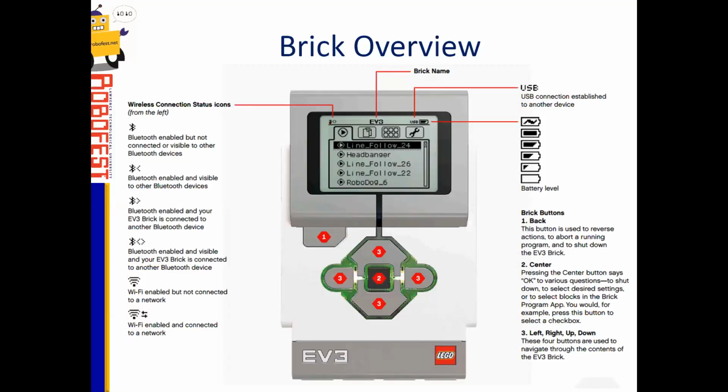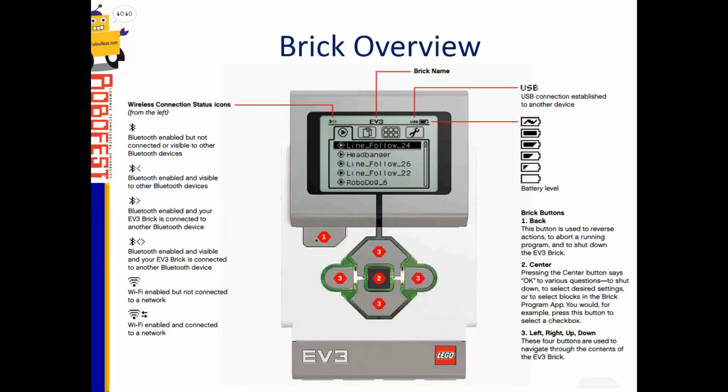Your status icon windows, up at the top here, you've got something that tells you whether you're using wireless or Bluetooth. In the very middle here, you could have your brick name. This one is named EV3. It also shows whether you've got a USB connection established, a battery indicator, which program you're using, and other things like that.